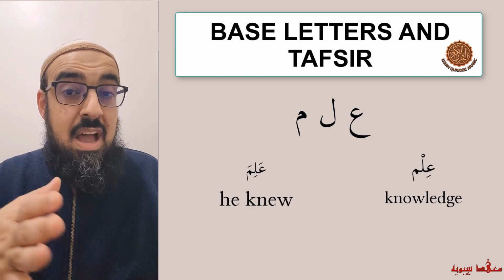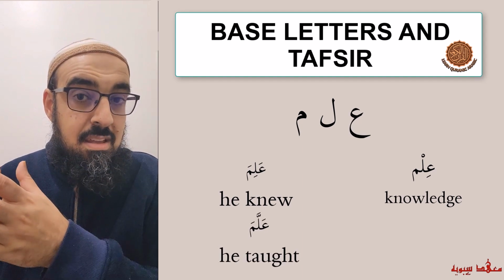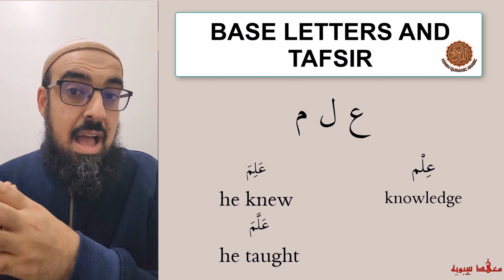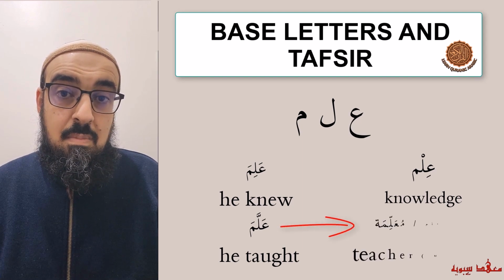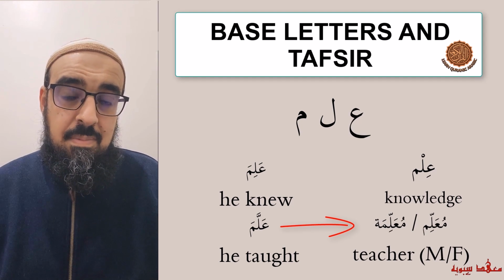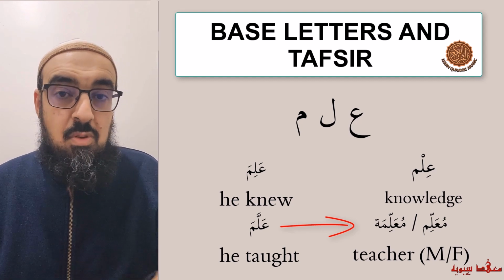Then with alima, the verb, we can get allama by doubling the lam, putting a shadda on top of it, allama, and that means to teach. And then from this verb we get teacher, muallim or muallima, so the male teacher or the female teacher. We can get so many other words, either verbs or nouns.